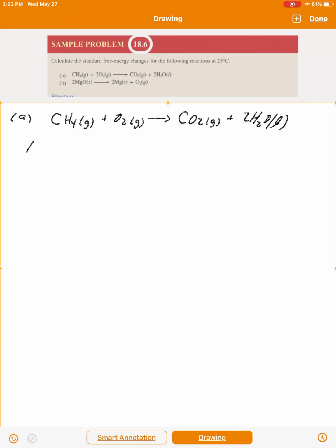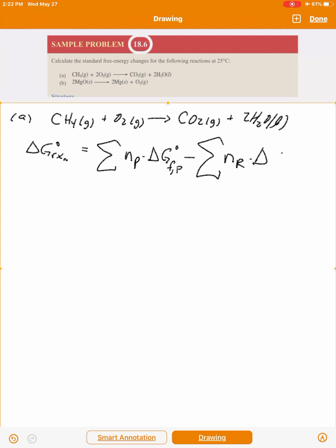The equation that we use is delta G of reaction is equal to the sum of the number of moles of a given product times the standard free energy of formation of a given product, minus the sum of the number of moles of reactant times the standard free energy of formation of that given reactant. Products minus reactants. So we're going to look up these values.